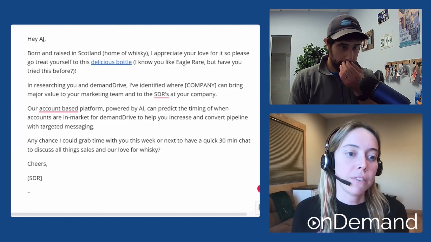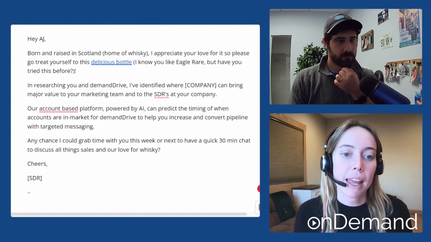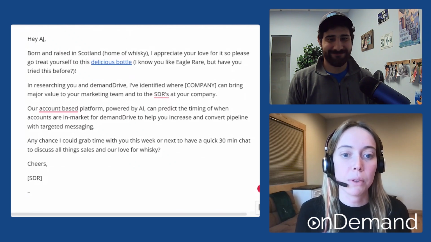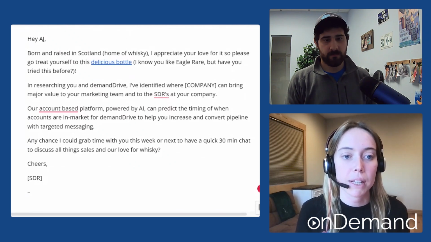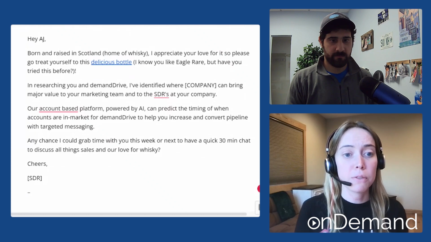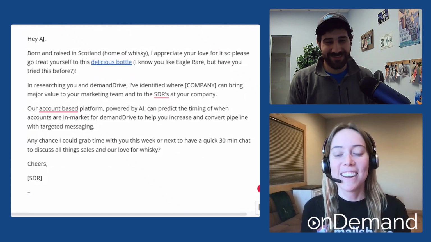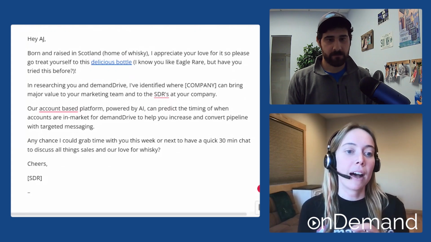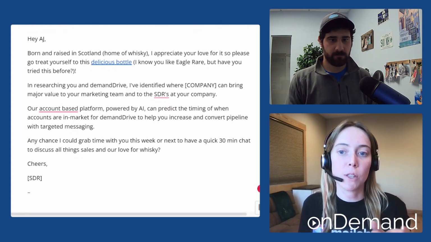But then they go into saying, "our account-based platform powered by AI can predict the timing of when accounts are in market for demandDrive to help you increase and convert pipeline with targeted messaging." It's kind of a mouthful for one sentence. That's why I like to read these out loud when I'm going through it. But it's leaving out the how. So that's how their team could do that for you.